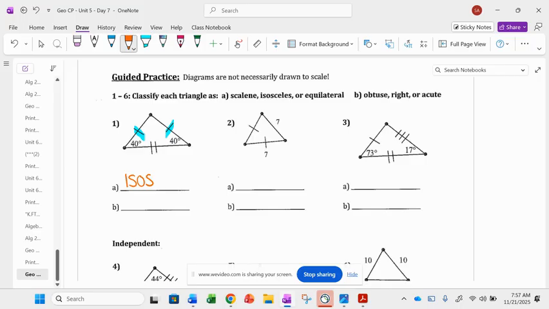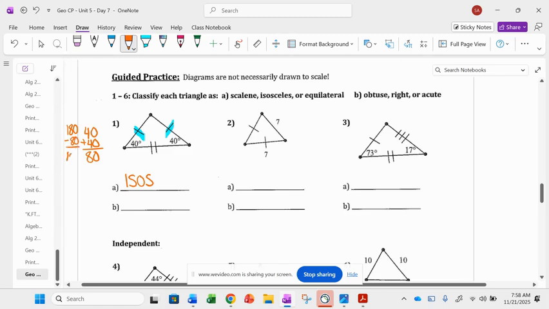Okay, and now the second thing we have to do here is classify it by its angles. But you cannot classify a triangle just with two angles. You need that third angle. And I only have 40 and 40. Does anybody know how I would find the third angle before I decide to classify this? Noah? Good. Remember, a whole triangle has to add to 180. So I already have 40 plus 40. So 40 plus 40 is 80. And then what I want to do is 180 minus 80, which is 100.